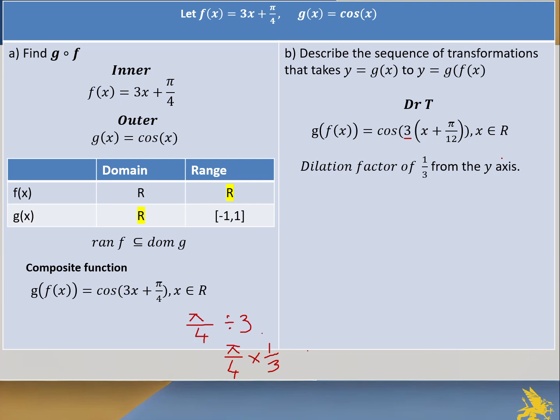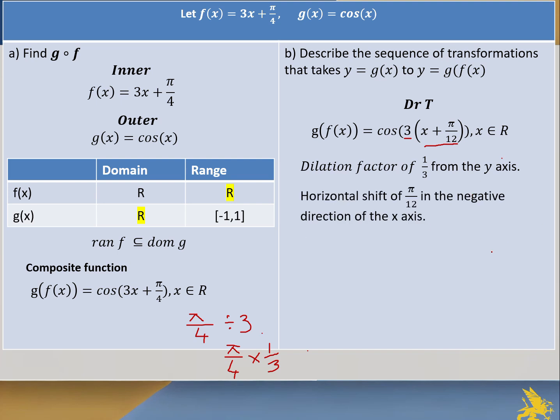Okay, the next thing I need to look at is, do I have any horizontal shift or vertical shift? Well, I've got nothing over here, but I do have this in my brackets here, the pi over 12, and that is a horizontal shift in the negative direction. Another way of thinking about it is, how do I make this bracket 0? X must be negative pi over 12, so I'm moving in the negative direction.